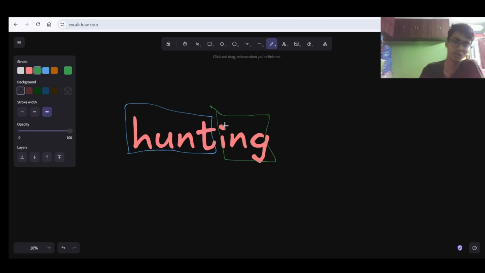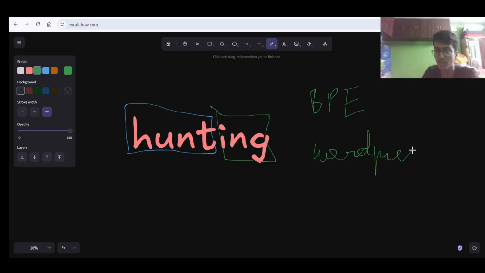Now, how does it break this? There are various algorithms. One is byte pair encoding: it looks at common occurrences of the word, and if they are present, it will break them down separately. The second algorithm I have to introduce is WordPiece. WordPiece looks at the probabilities of the words that will be produced in the future, and based upon that, it breaks down the words into subwords.